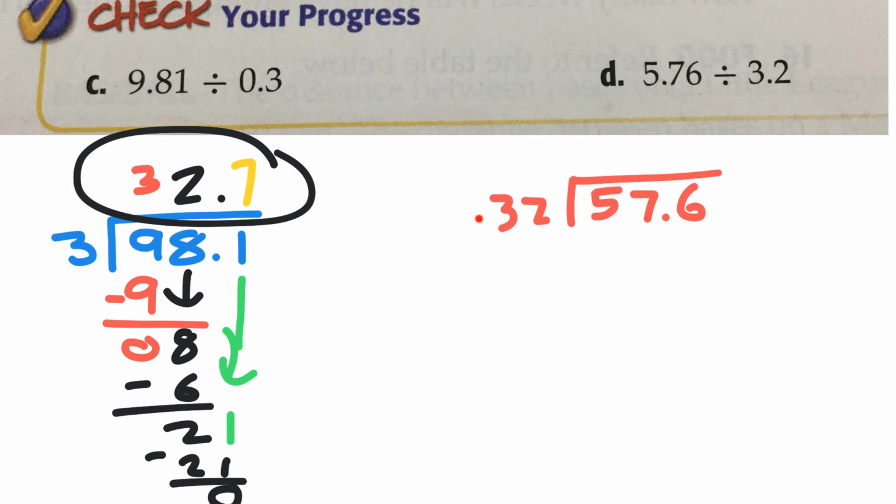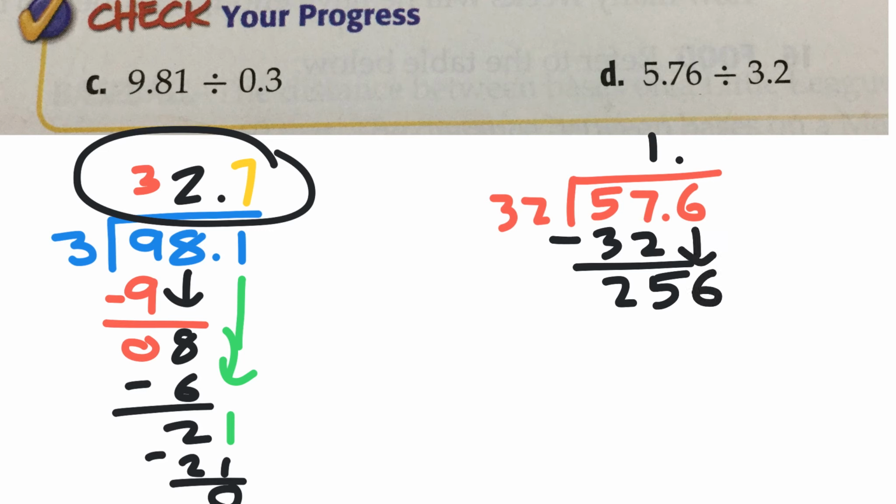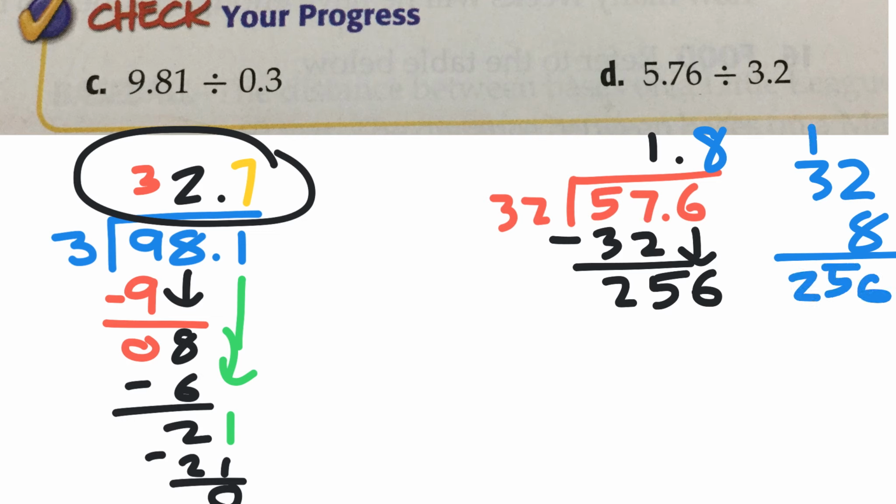Now 32 goes into 5. It can't. 32 goes into 57 one time. I subtract 32. 7 minus 2 is 5. 5 minus 3 is 2. Now bring down the 6. Well, now I've crossed over the decimal, so I need to make sure I have the decimal in my answer. 32 goes into 256 8 times. 8 times 32. So we do the math over here. That is 16. Carry the 1. 8 times 3 is 24, plus 1, 25. That works out very nicely. So the correct answer there should be 1.8.